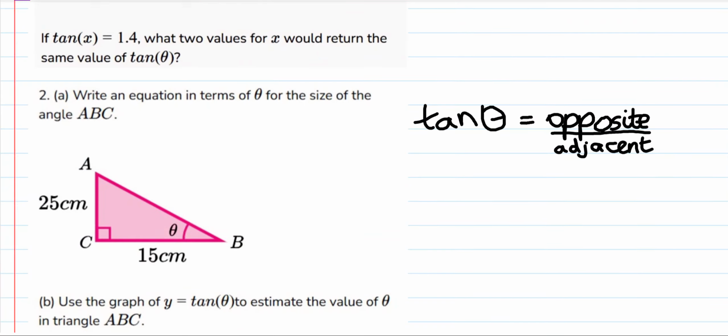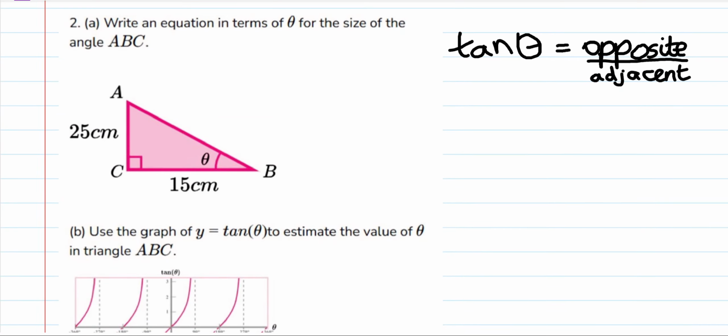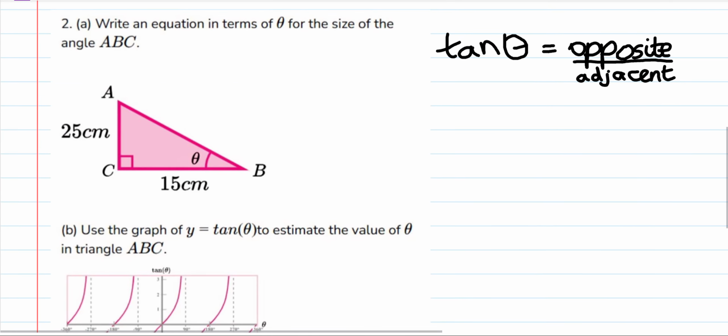Right, in our next question, we have a right angle triangle problem. We need an equation in terms of theta for the angle ABC. Remember that tan theta equals opposite side divided by adjacent side. It's the formula I've written on the screen. Here, the opposite side is equal to 25 centimetres and the adjacent side to the angle is 15 centimetres.